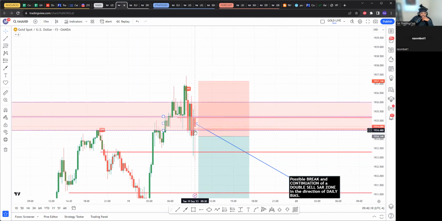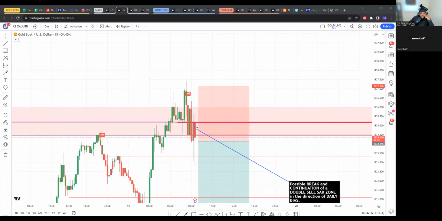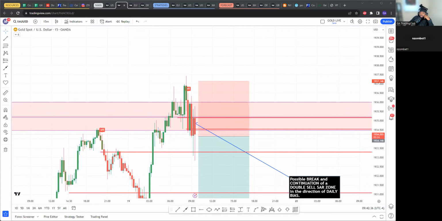But only if this 15-minute candle does not close below here, then we might just have to keep waiting. But you can see price is trapped in these two SARs right here. So price is ranging in there. So you can tell that that's an area of interest, a very high area of interest. So we'll just keep waiting for that.